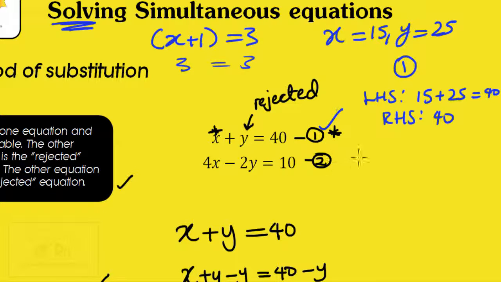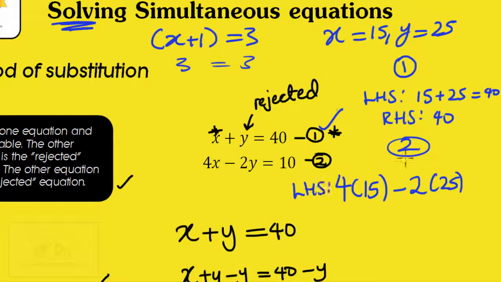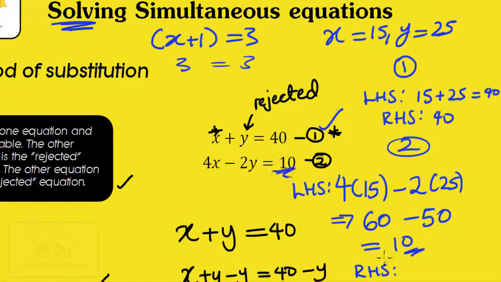When x is 15 and y is 25, let's see what the second equation becomes. Second equation is 4 times x, so 4 times 15, minus 2 times y, 2 times 25. That's the left hand side of the second equation. This gives, what's 4 times 15? That's 60. 2 times 25 is 50. So the left hand side has a value of 10. The right hand side value, as you can see, is 10. So when x is 15 and y is 25, the left hand side value is also equal to the right side value. So both of these equations are satisfied.